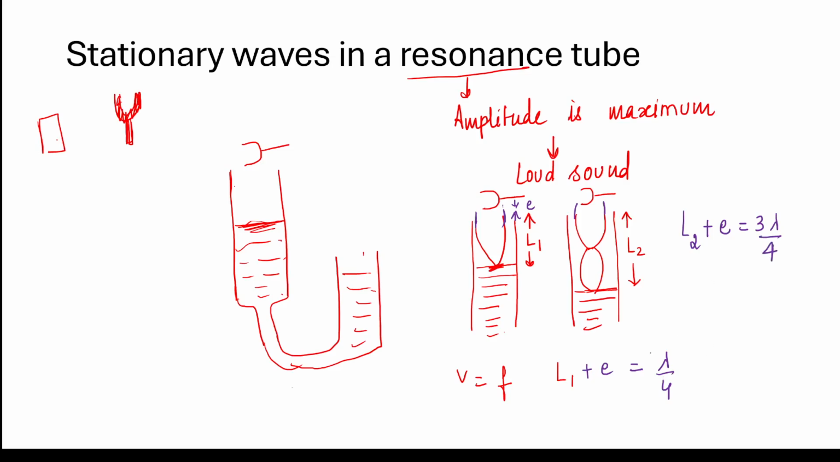Then when you subtract both of them, you get L2 minus L1. When you take this away from this, you get 3 lambda over 4 minus lambda over 4, which is lambda over 2. So this is how you can calculate the wavelength. Once you know the wavelength, you can calculate the sound velocity. So that's the resonance experiment. Okay.